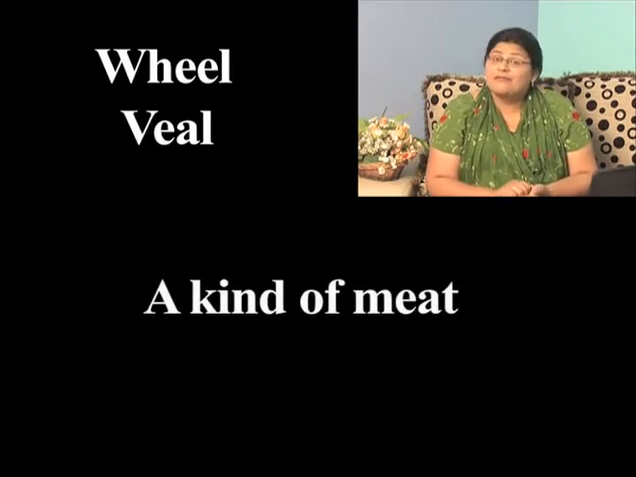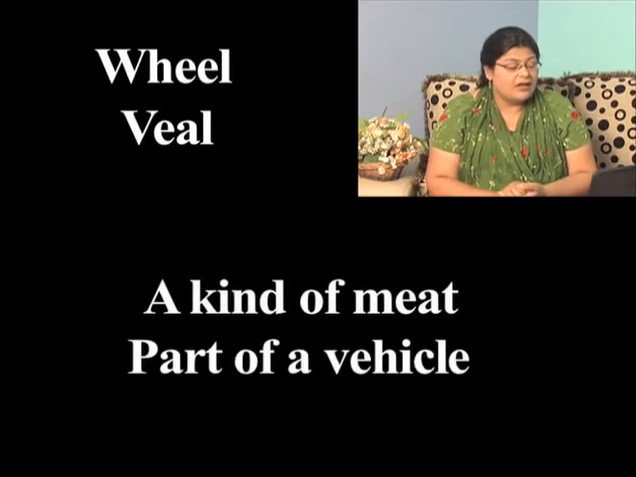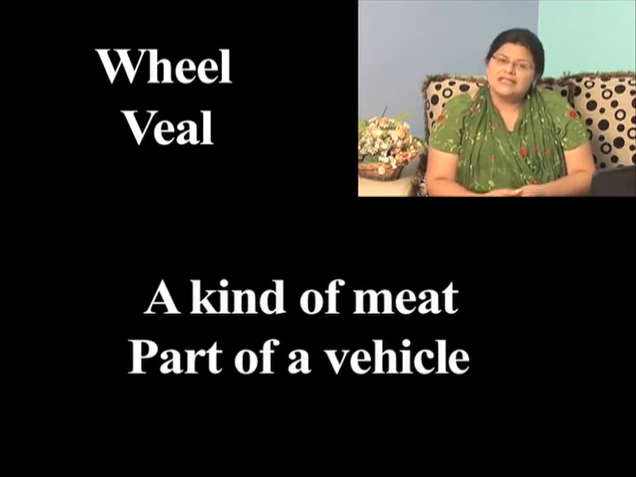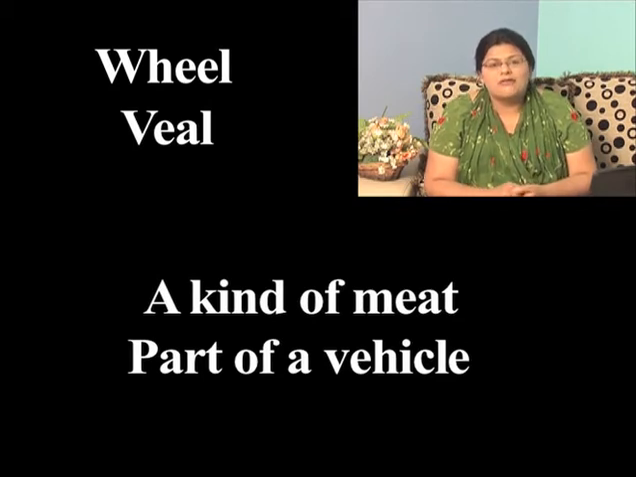Next, veal and wheel. One is a kind of meat, the other is a part of a vehicle. One is a kind of meat, the other a part of a vehicle. Now let us discuss the answers.